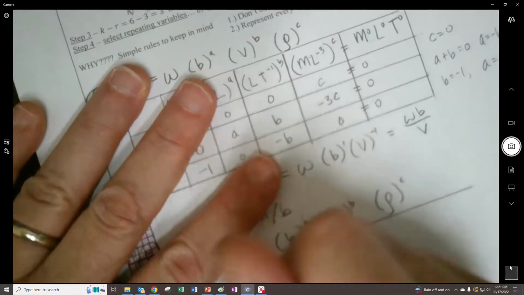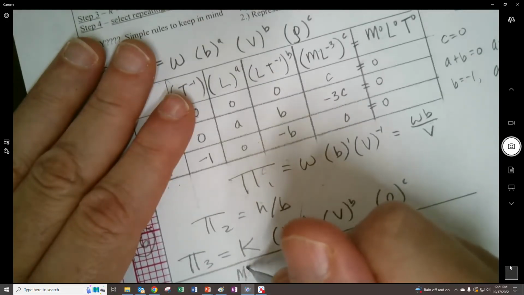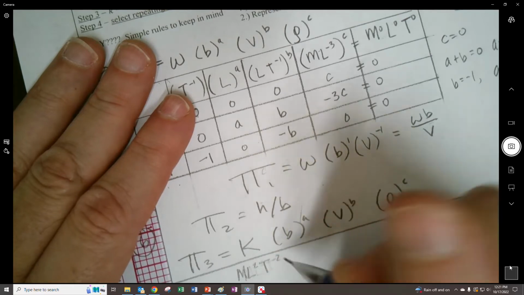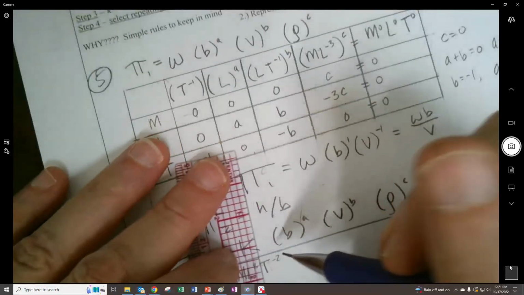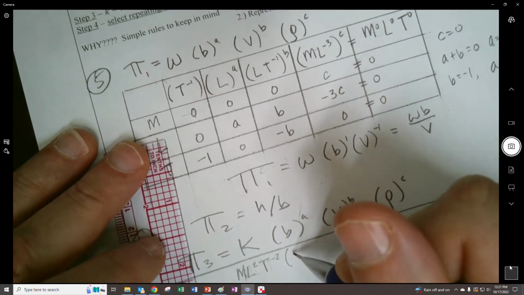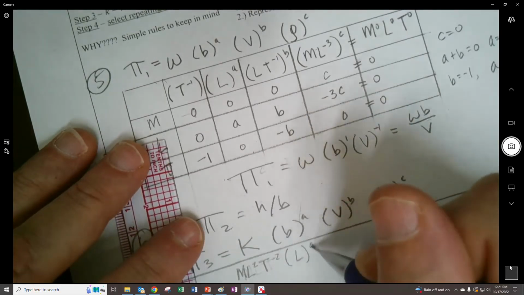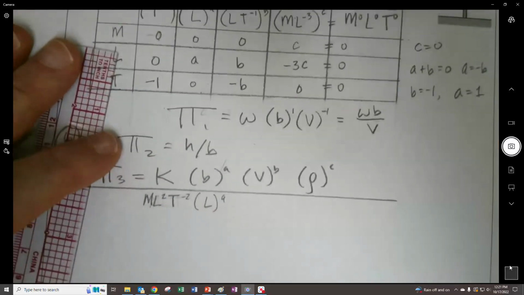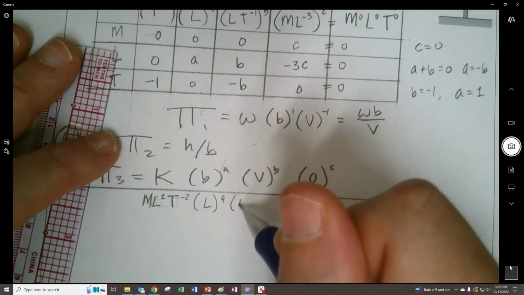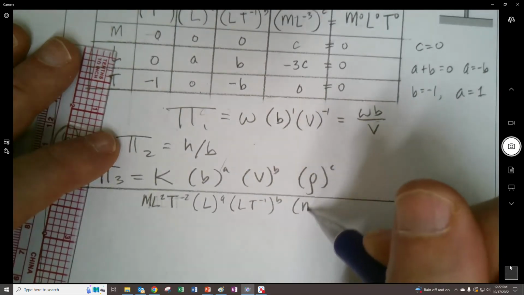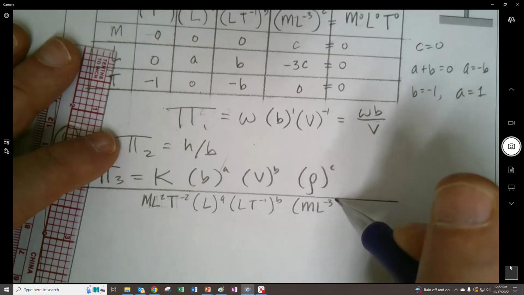I should have forecasted a little bit better. M L2 T minus 2. Didn't do any better. Okay. And that's going to be, what is it, L to the A. And then LT minus 1 to the B. And then lastly, M L minus 3 right there.